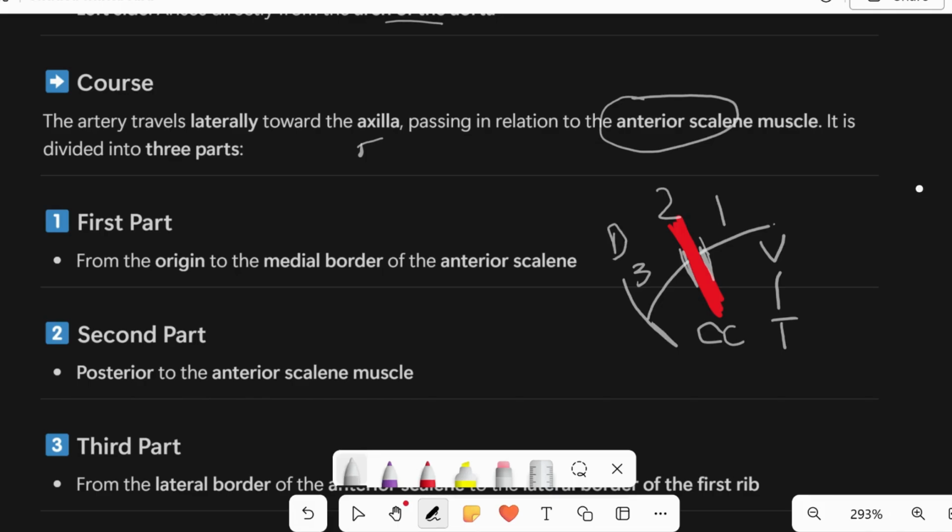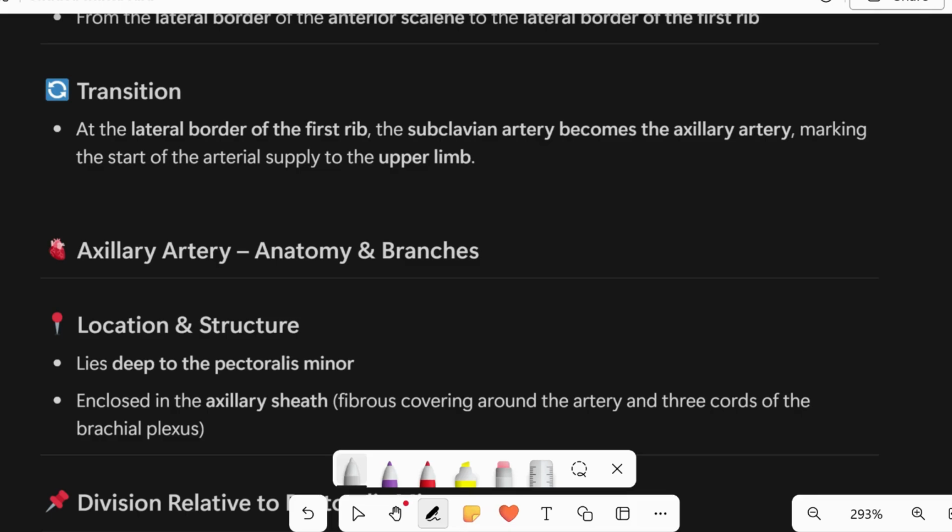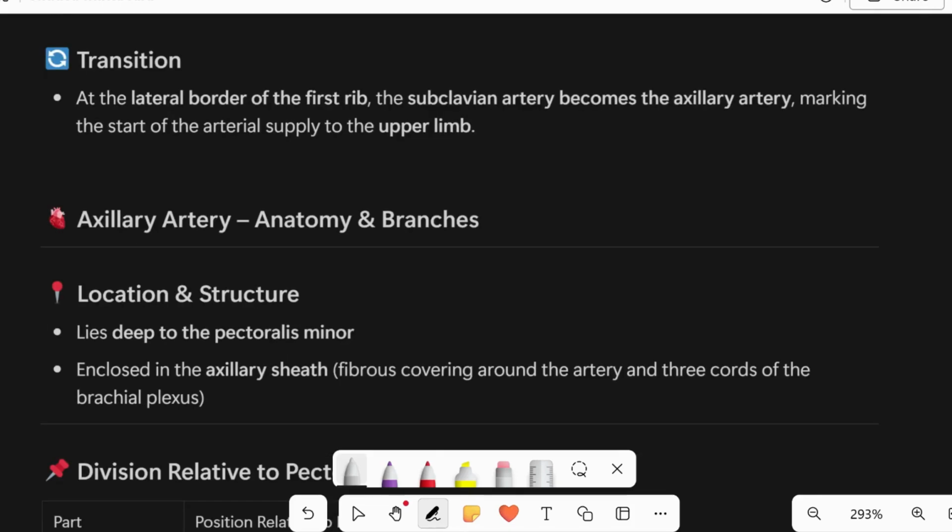So the mnemonic for this would be the vitamin C, D. So, as I have explained, from the lateral border of the first rib, the subclavian artery will become the axillary artery, marking the start of the supply of the upper limb. So the axillary artery lies deep to the pectoralis minor muscle. The muscle that was dividing the subclavian artery is the anterior scalene muscle. The axillary artery is divided by the pectoralis minor muscle.